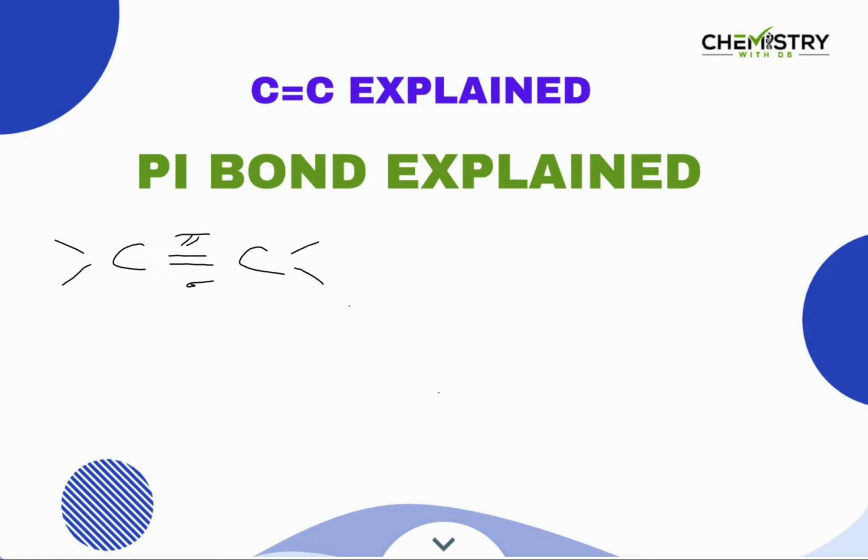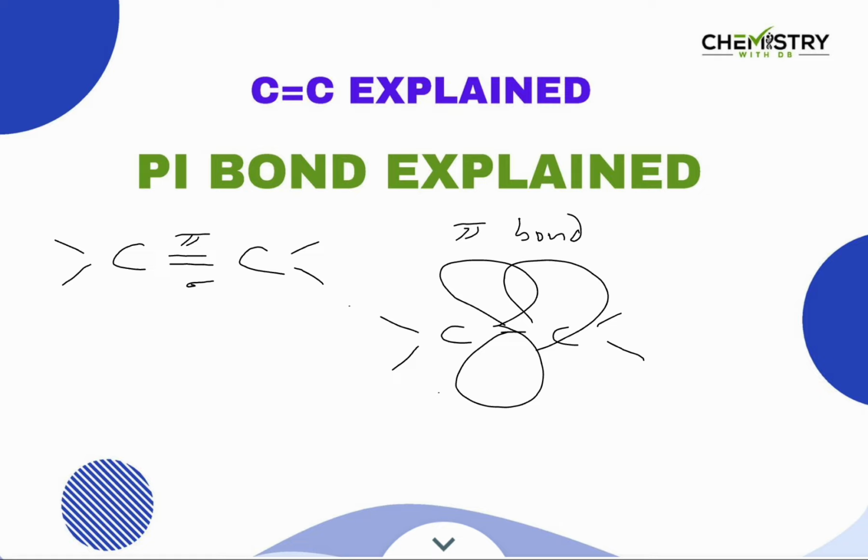Now this pi bond is formed through the sideways overlap of two p orbitals which are dumbbell shaped. As a result, this gives rise to an electron cloud above and below the plane, right? So this is the electron cloud, and because this is rich in electrons, this attracts electrophiles.